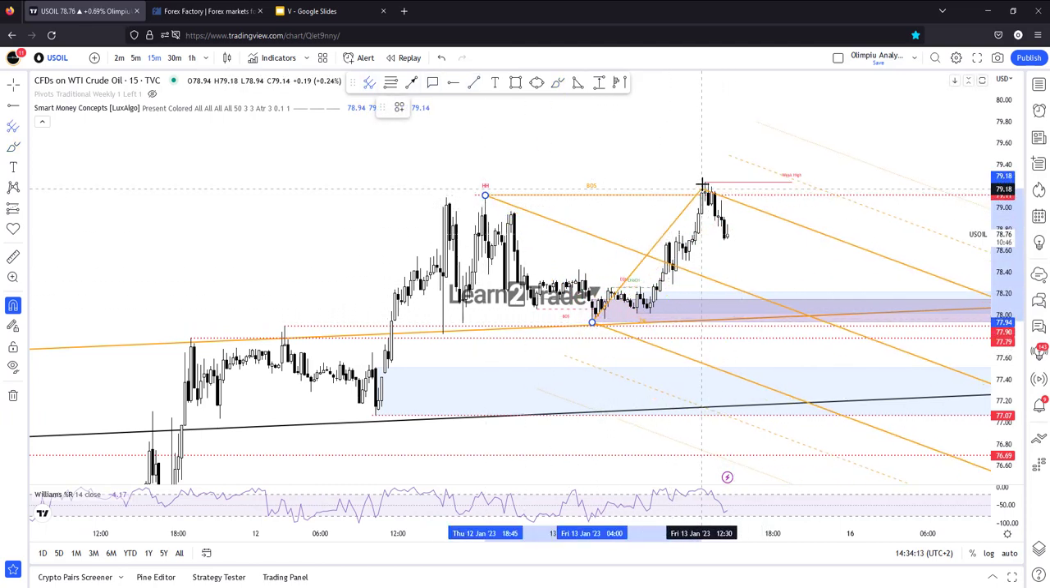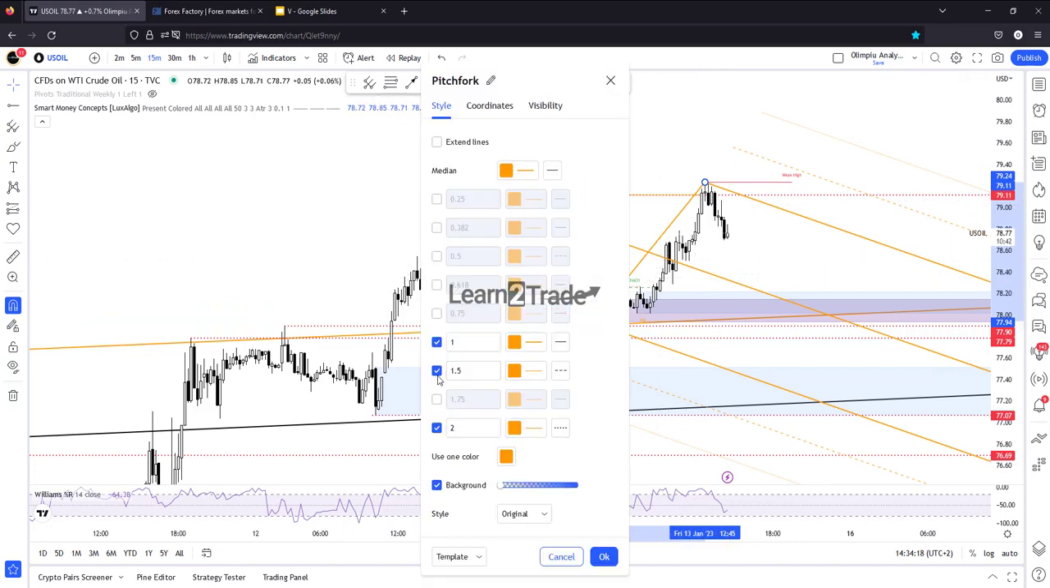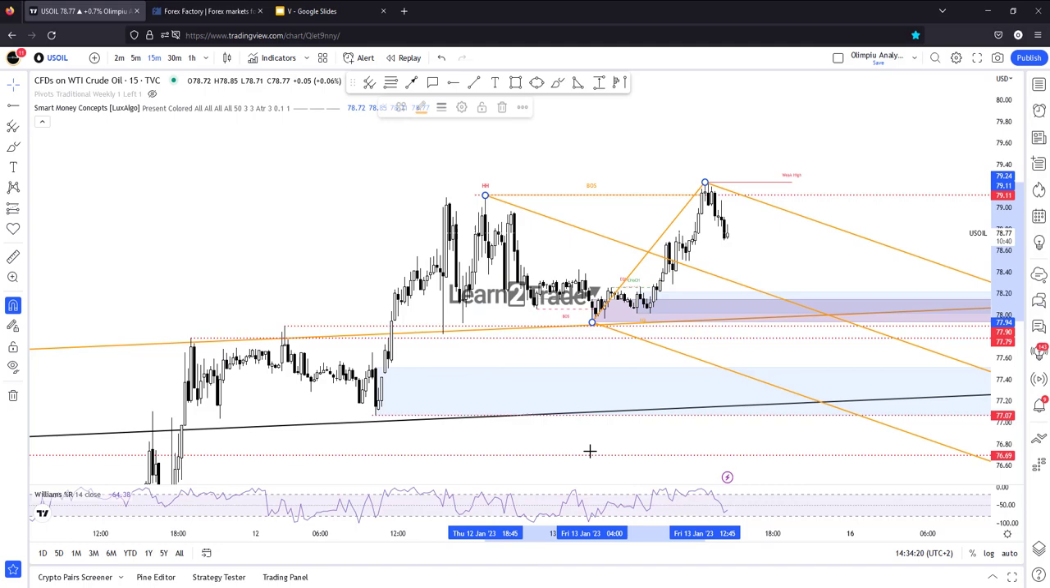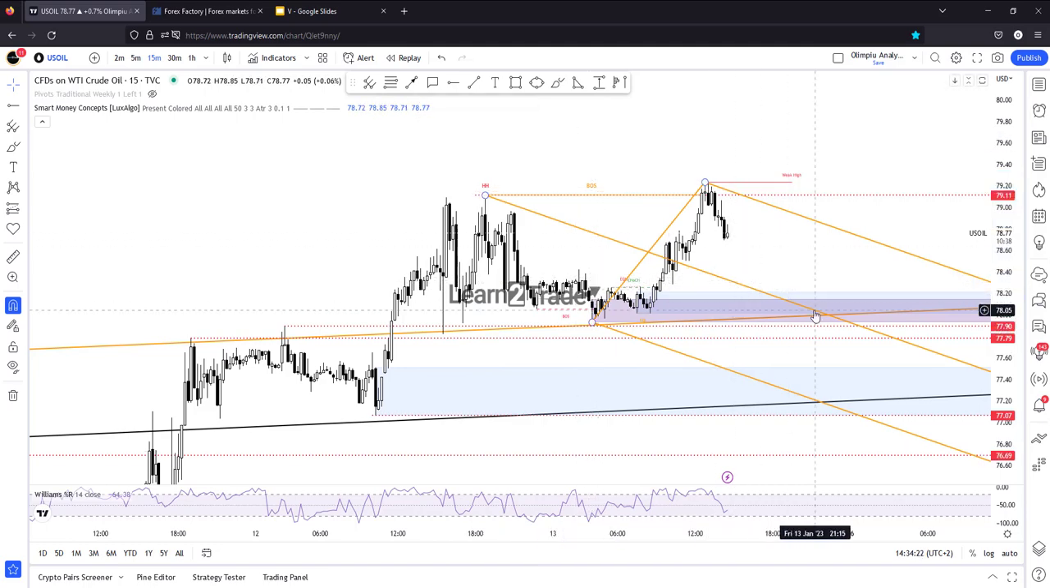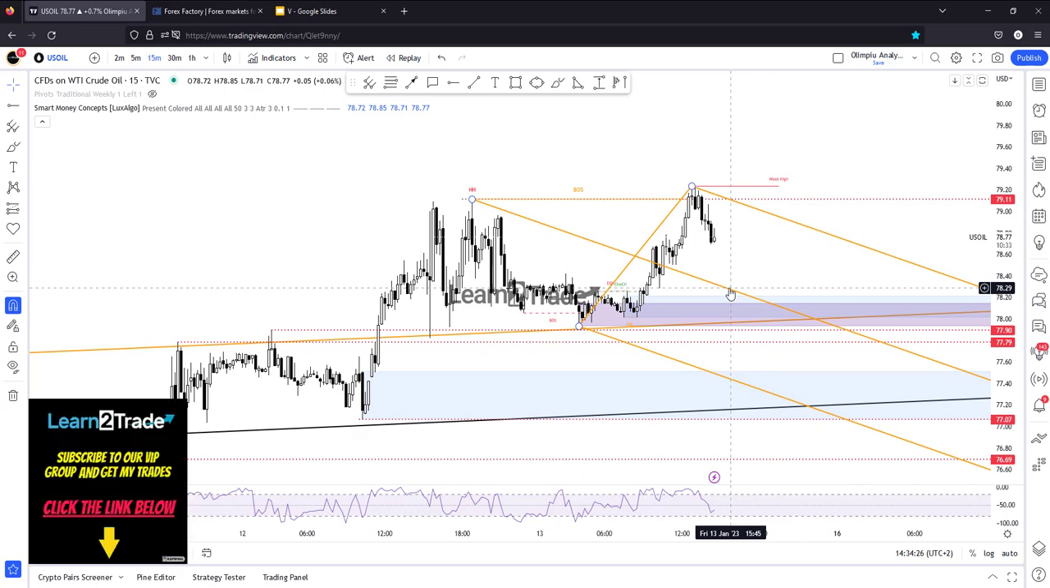This is my opinion about US oil, and personally I will use US oil and crude oil. I will use also the descending pitchfork here, because the medium line of the descending pitchfork is seen as a downside target, obstacle, dynamic support: test, retest, boom. So this is my opinion.